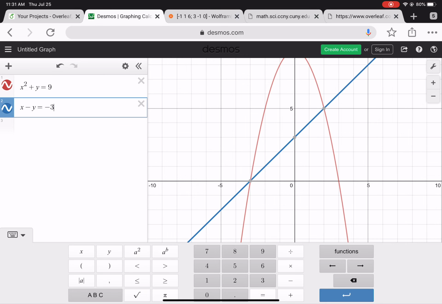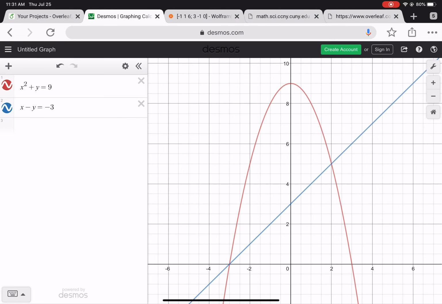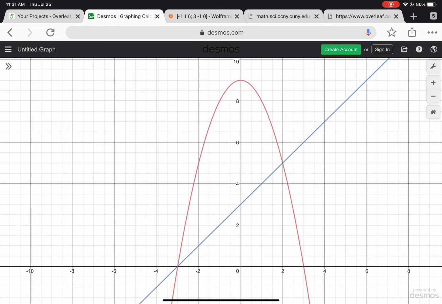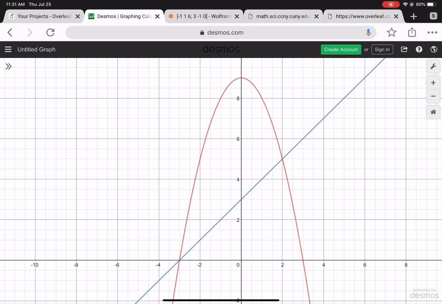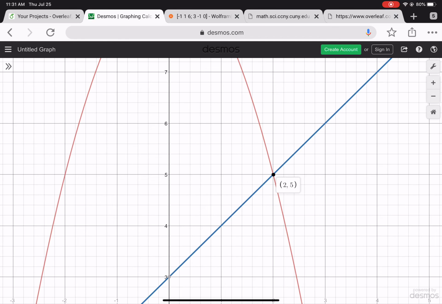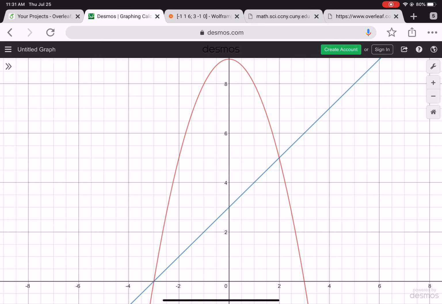There you go. Do you see that they will intersect twice? You see it on the right side? They will intersect at these points right here: 2, 5 and negative 3, 0. Are those the answers that we got? So the answers that we have represent the intersections of these graphs.